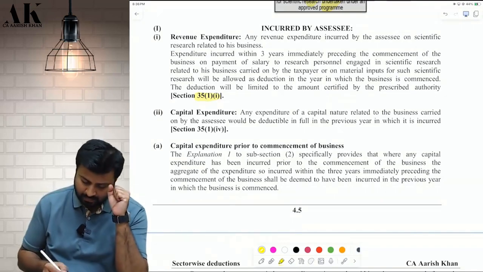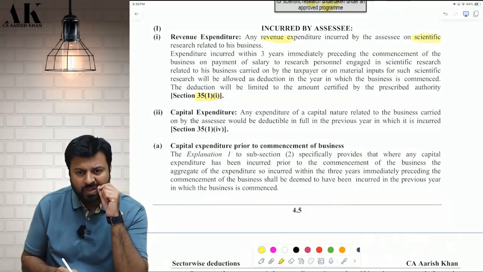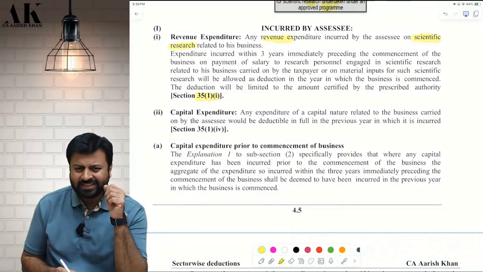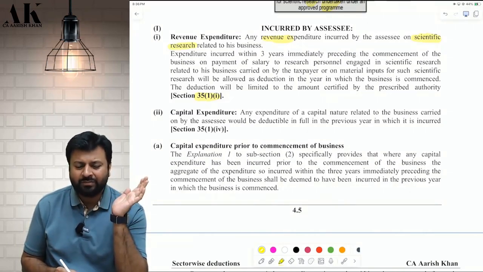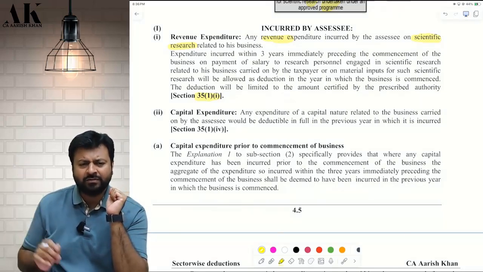Okay. So let's see. Any revenue expenditure incurred by assessee on scientific research. Then it is allowed. If you are incurring in your business division, then is it allowed? That you can claim as per the other sections of PGBP. Yes.